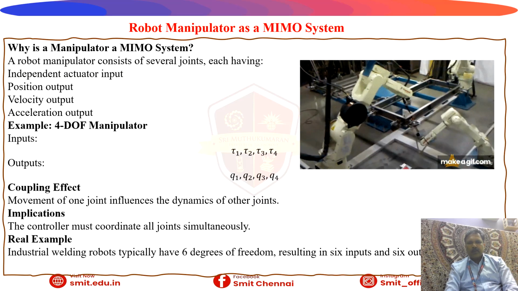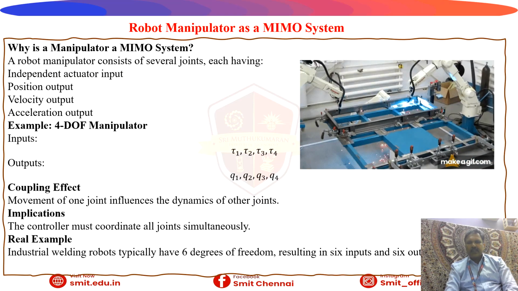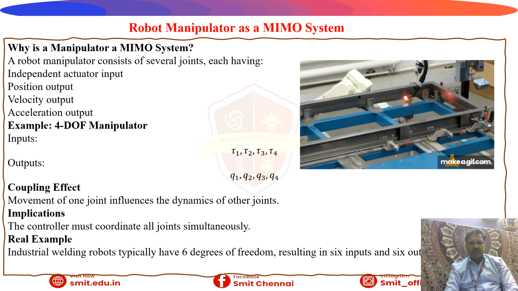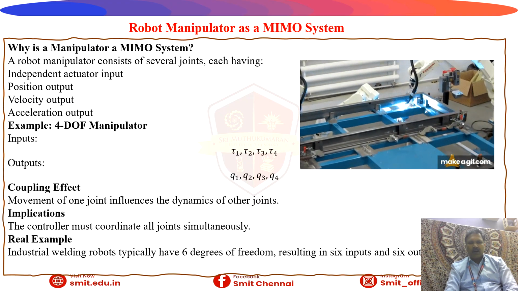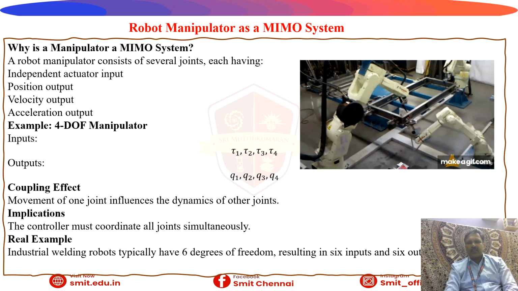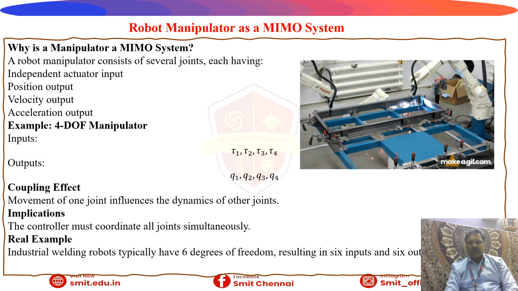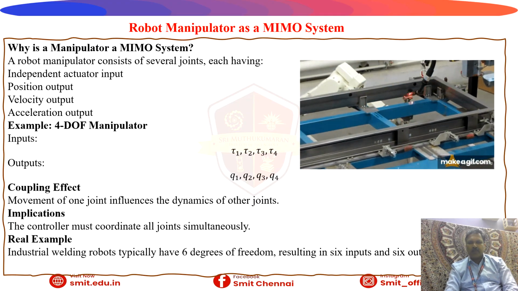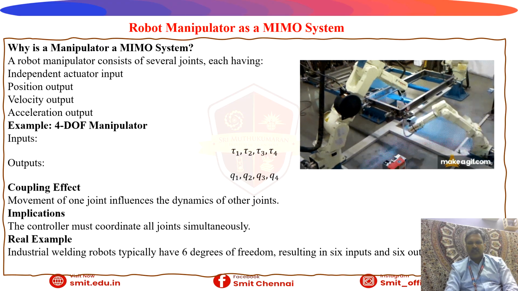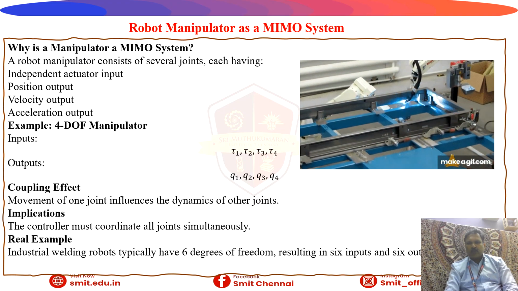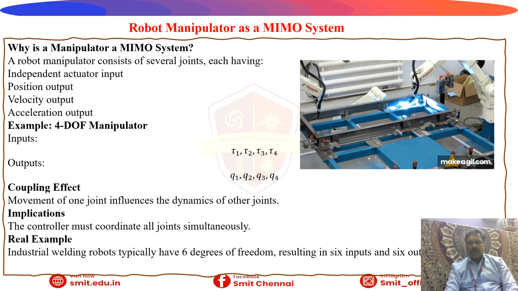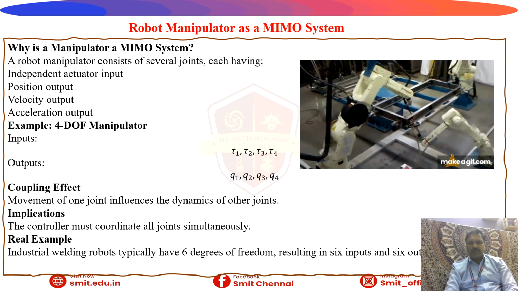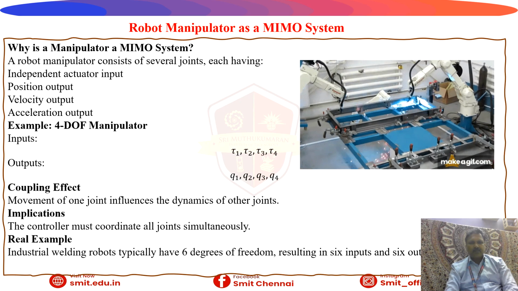Coupling effect: movement of one joint influences the dynamics of other joints. Implications: the controller must coordinate all joints simultaneously. Real example: industrial welding robots typically have 6 degrees of freedom, resulting in 6 inputs and 6 outputs. Here we can see the video is highlighted over there. A welding robot on a frame with 6 degrees of freedom is mentioned over here.